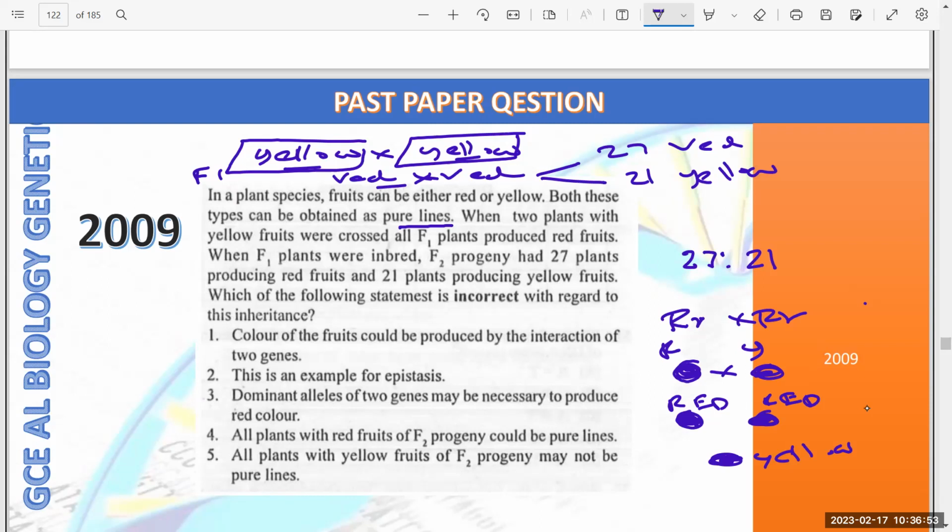Now here, if we use all the knowledge we gained from genetics, what do you think, which one may be the most incorrect, goes to the incorrect side? So third answer.